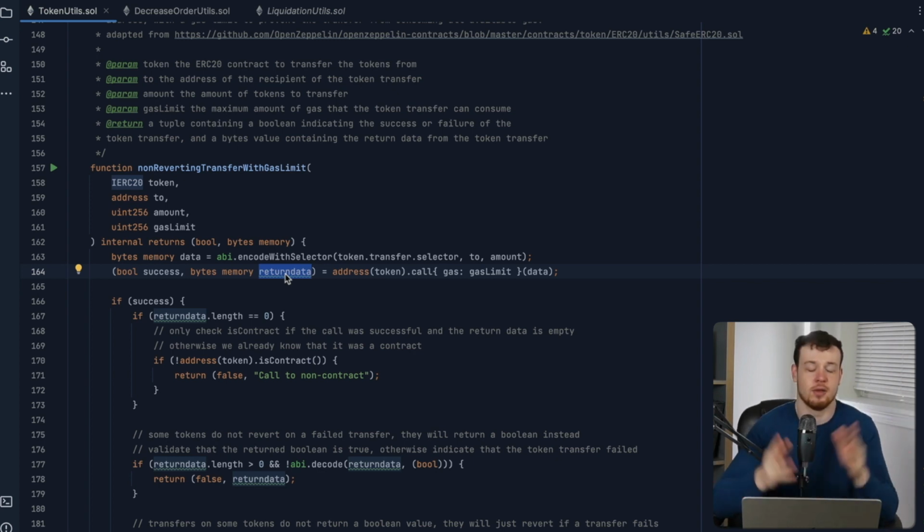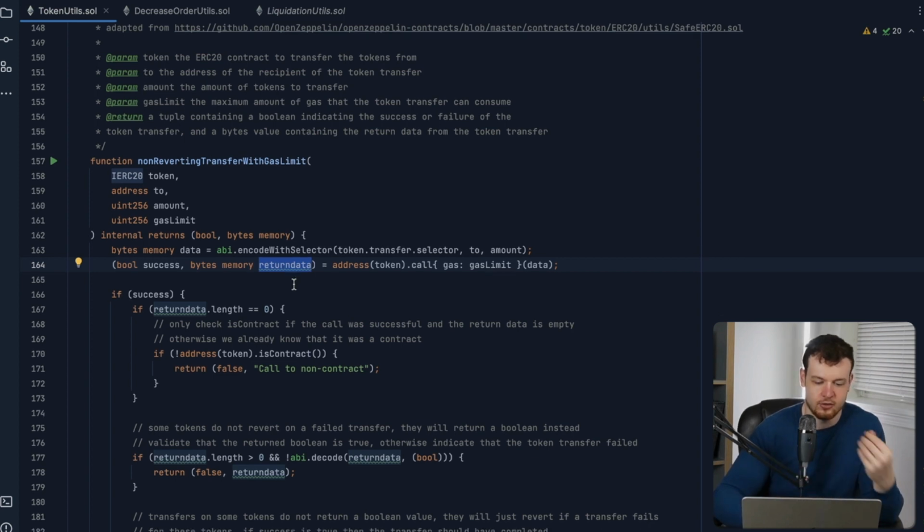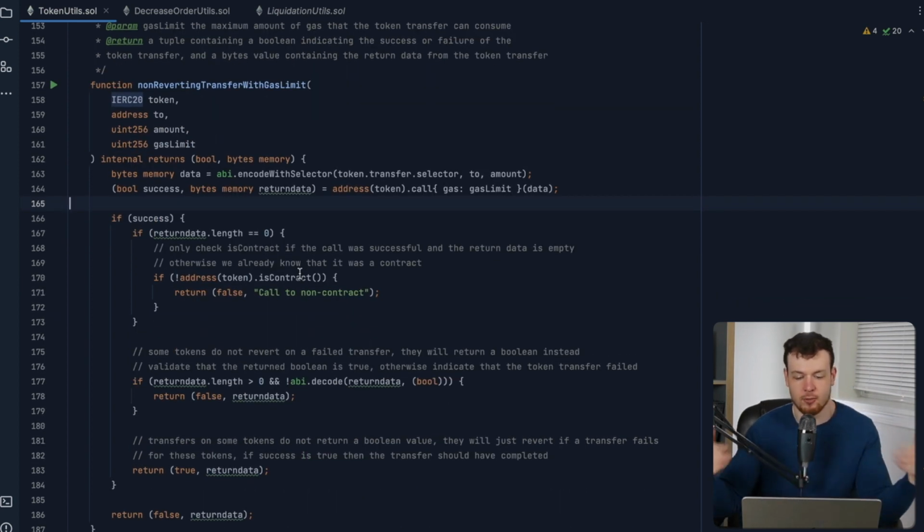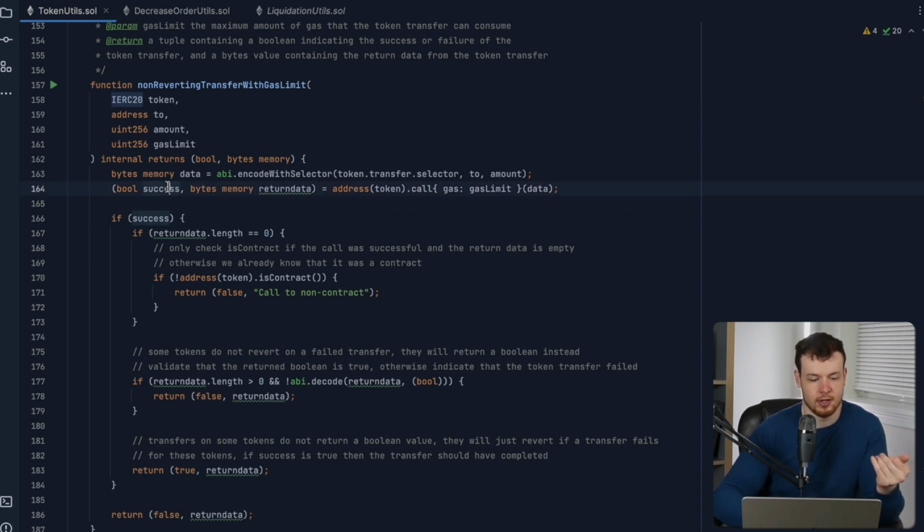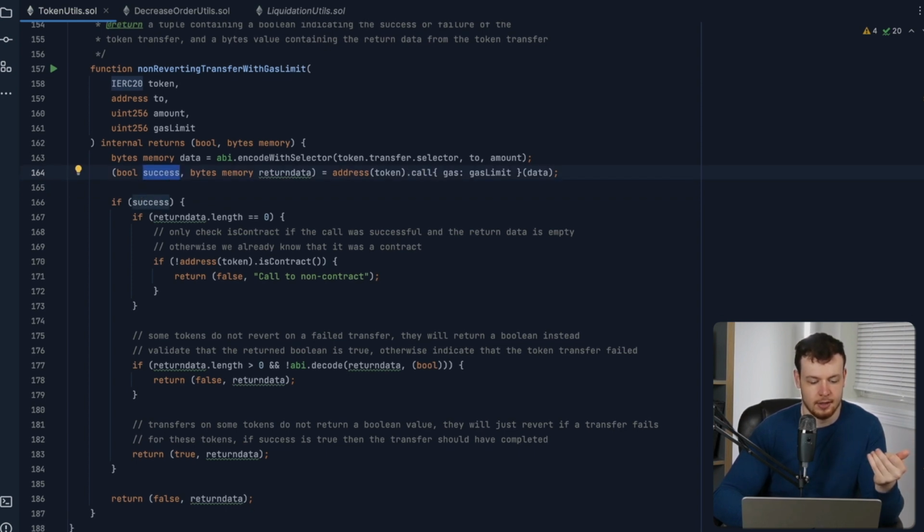which is wonderful. But this function here, essentially, if you can imagine what would happen if we had a blacklisted token, depending on the implementation of the blacklist, either this is going to revert and we're going to get a false here, in which case we will come down here and return false and have some return data there.